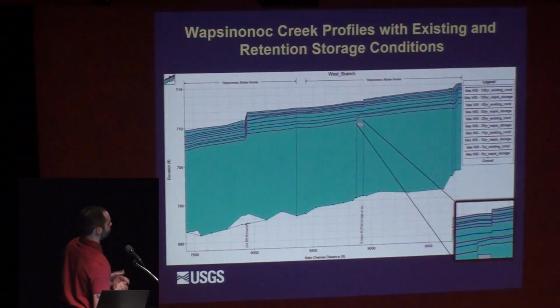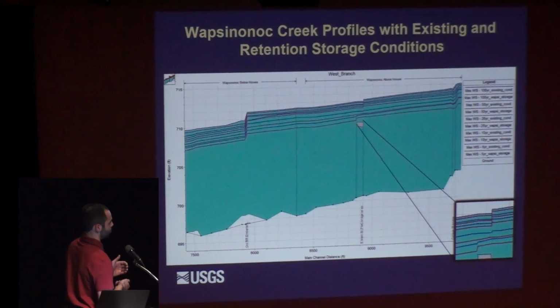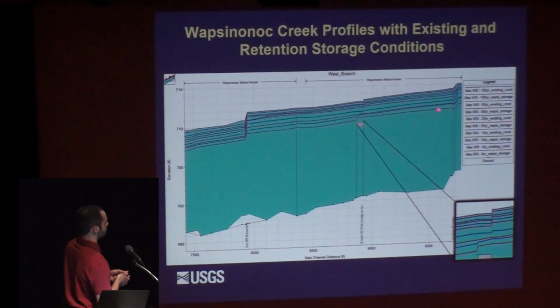So once I ran the events with these frequency storms with the retention structures, these are some of the results. The red line is with the retention structures, and then the blue lines show just the existing conditions. So this is the effects that you get through town on this reach.